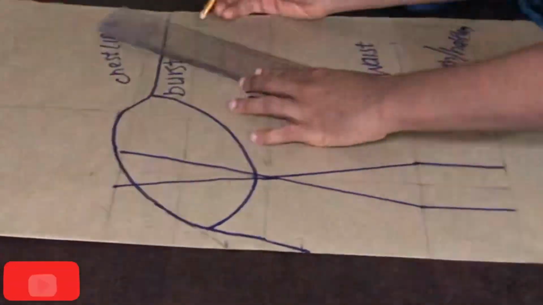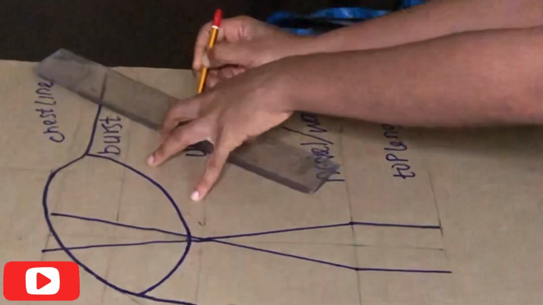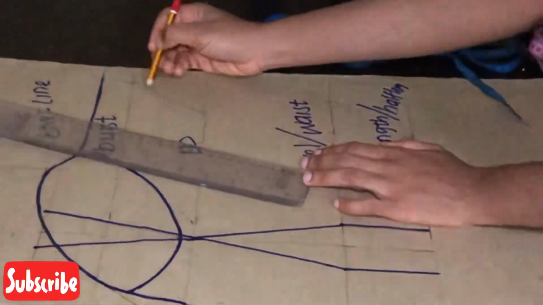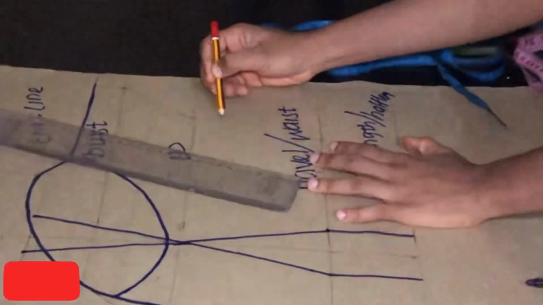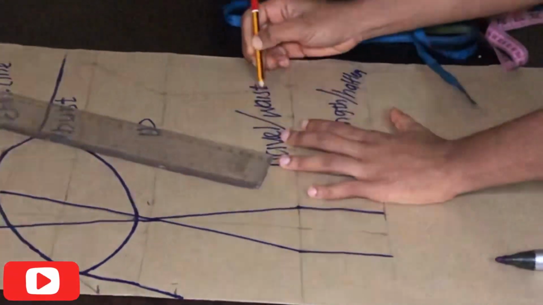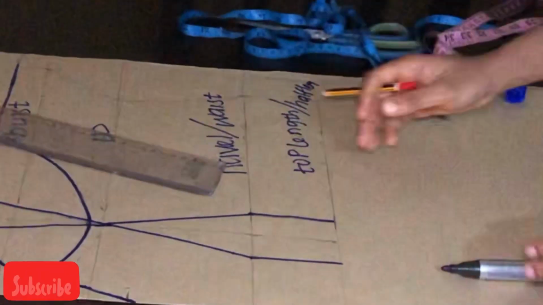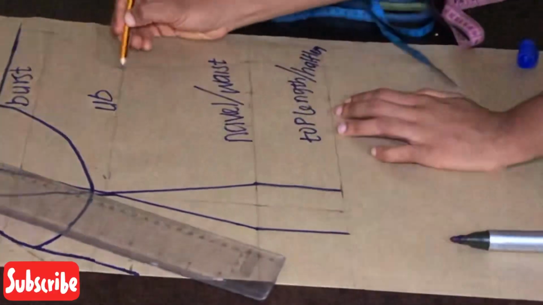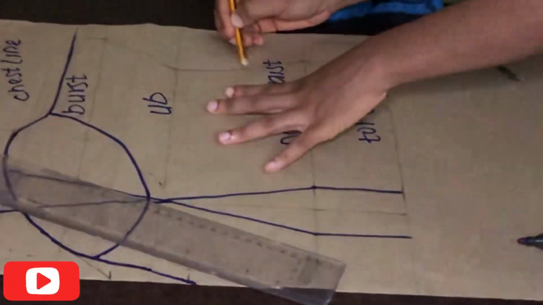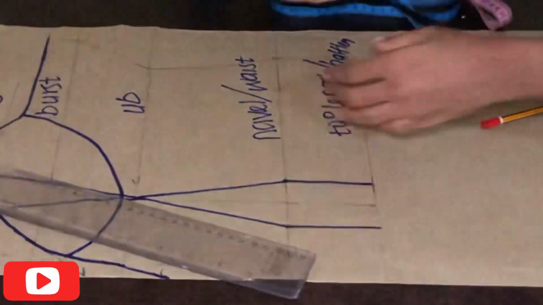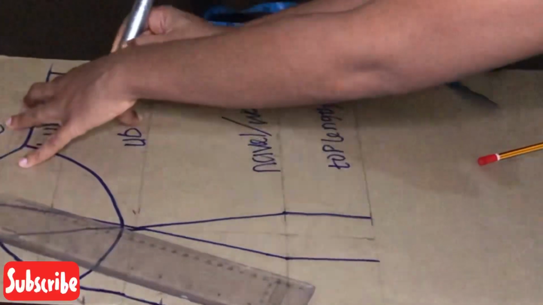So I'm going to mark from my bust to my under bust, from my under bust to my navel or waistline. So I'll connect from my navel or waistline to my half length or my top length. Then I'll go right back to my pattern and outline it with my pencil very well. Then I'll use my marker to mark it out so that it will be very visible.